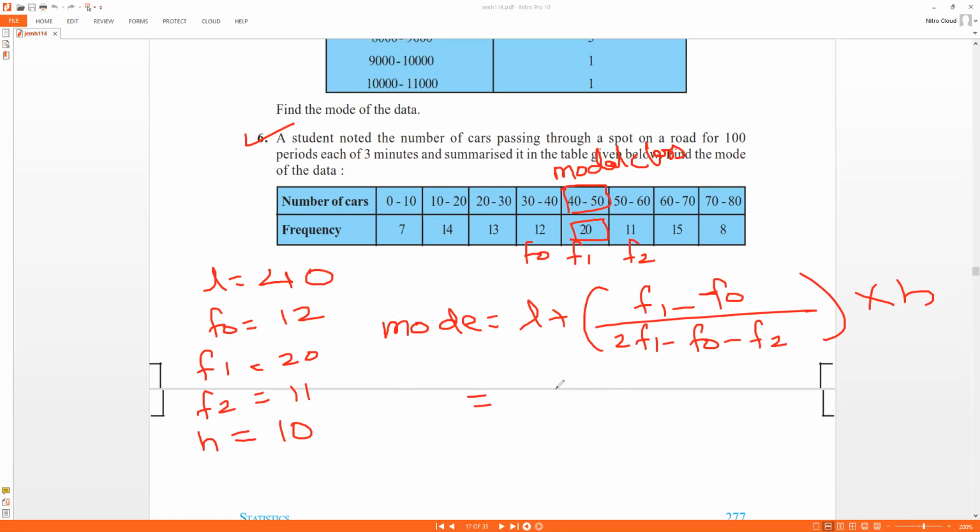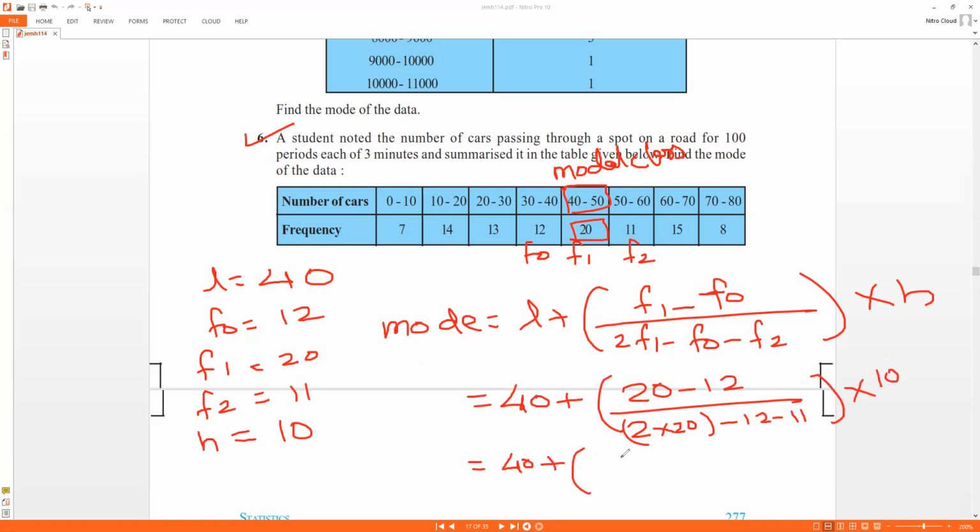तुम्हाला लक्षात आलं असेल मीन मध्ये जास्त कॅल्क्युलेशन्स आहेत. उलट मोड रिलेटिव्हली इझी आहे. Yes, sir. मोड तसा पटकन होतात कॅल्क्युलेशन्स. ओके, सो दिस विल बी 40 plus (20 minus 12) upon (2 into 20 minus 12 minus 11) into 10, upon 40 minus 23, 17. Okay. 80 upon 17 आलं ते.